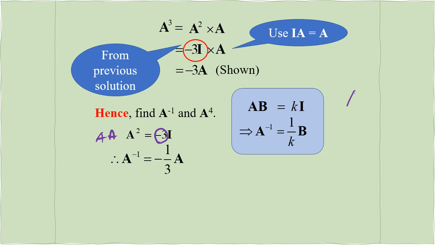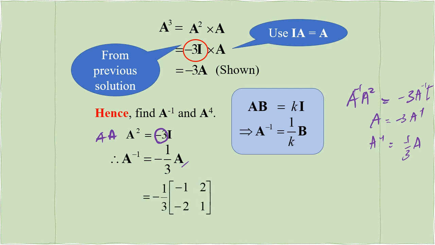Or another method is we do the multiplication directly. A inverse multiplied with A squared equal to negative 3 A inverse of I. So we get A equal to negative 3 of A inverse. So A inverse equal to negative 1 over 3 of A. So now we just have to replace the matrix A inside. So we get A inverse equal to 1 over 3, negative 2 over 3, 2 over 3, and negative 1 over 3.